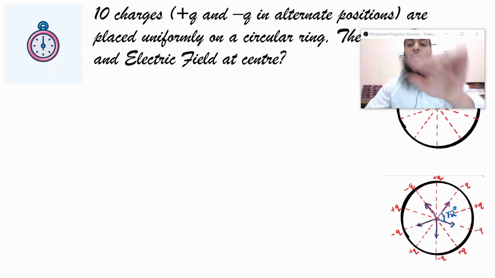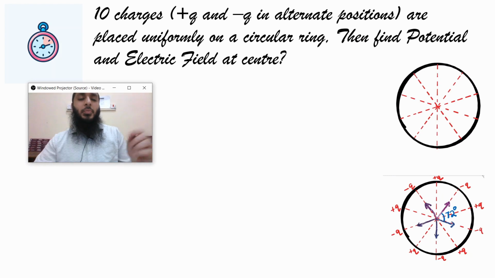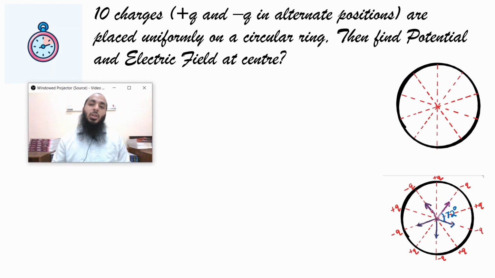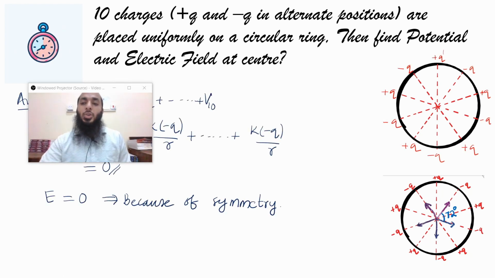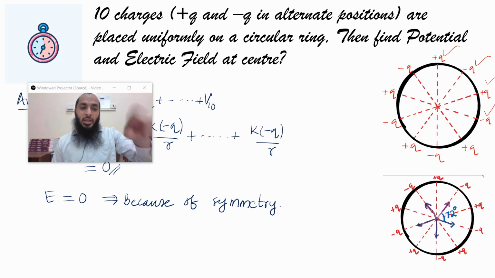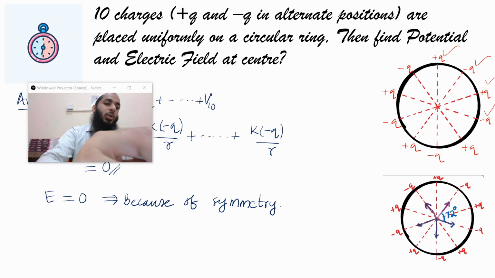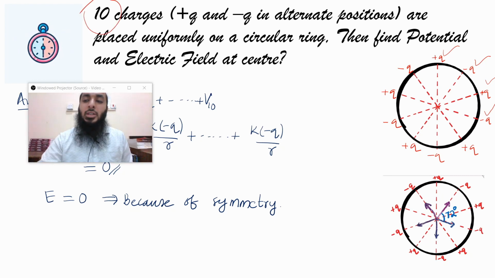Chalo badhiya. Now this was a bit of a good question. You have 10 charges plus q and minus q in alternate positions placed uniformly in a circular ring. So you see, plus q if it is placed here, then minus q, plus q, minus q. What will be the angle between each of these lines? Because the total angle is 360 degree, and you are dividing it by 10, each will be 36 degree. So 36, 36, and so on.